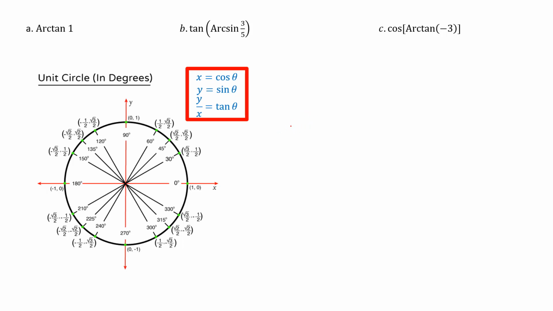Okay, so part A here, arctan 1. That means the angle whose tangent is 1. And remember on your unit circle, all these points, cosine of theta, whatever that angle is, is your x coordinate.